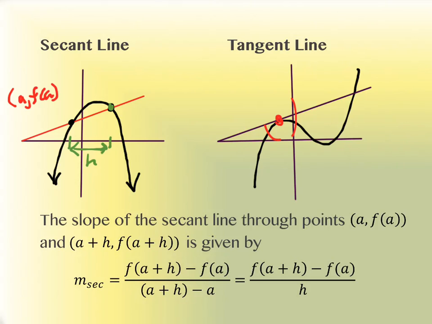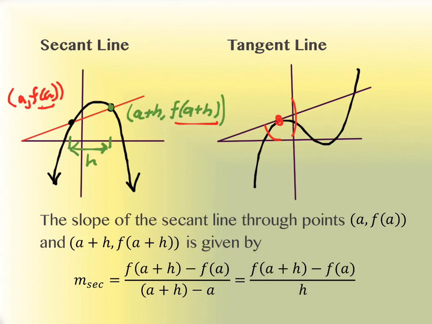Then this point over here would be the point a plus h, sorry, not x, and the corresponding y value, which is f of a plus h. Okay, so we have 2 points, 2 ordered pairs. And if we were to find the slope, we would need to take the y values and subtract them. The second y value, f of a plus h, is written right here, minus the first y value, which was f of a, over here.